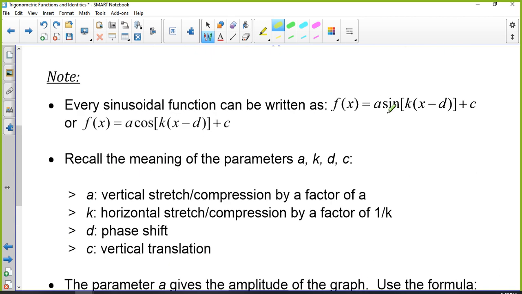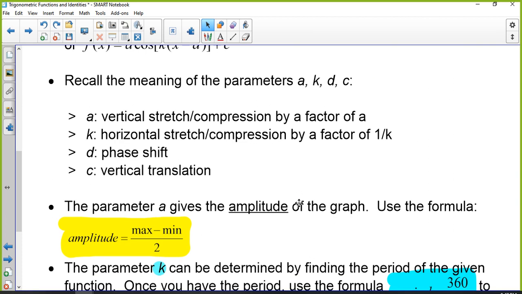So coming up with the a parameter, the k parameter, and the c parameter is very easy and formulaic. The phase shift is a little bit more challenging. All right. Now, the first thing that I want to do here is actually be able to graph a transformation of a sinusoidal function. So let's do that next.